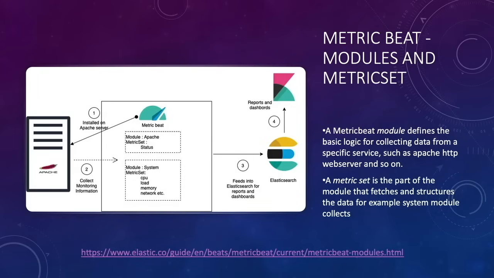Metricbeat works in 4 steps. First, the service is installed and configured on the target machine. Second, it collects monitoring information based on the modules that are enabled and metric sets that are configured. Third, this data is stored and indexed inside Elasticsearch. And finally, we can create cool reports and dashboards from this data using the Kibana UI. Or you can also use the default dashboards provided by Elasticsearch.